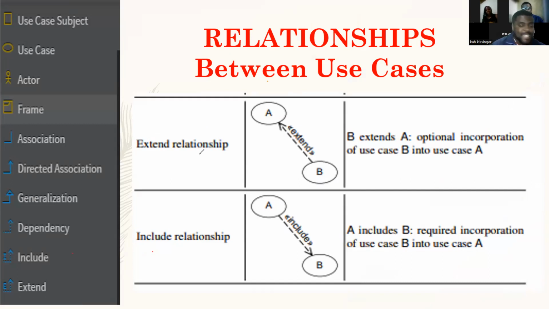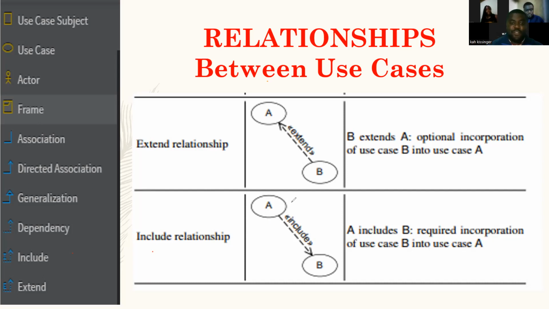Now, the include relationship. Let me give a brief scenario. Everything being equal, for you to enter into a house, you need to open the door. So the process of entering the house includes opening the door. Now, once you open the door, each house has various compartments, either the bedroom, the bathroom, the kitchen, or the living room. Once you enter into the house, for you to be able to enter, you must open the door.